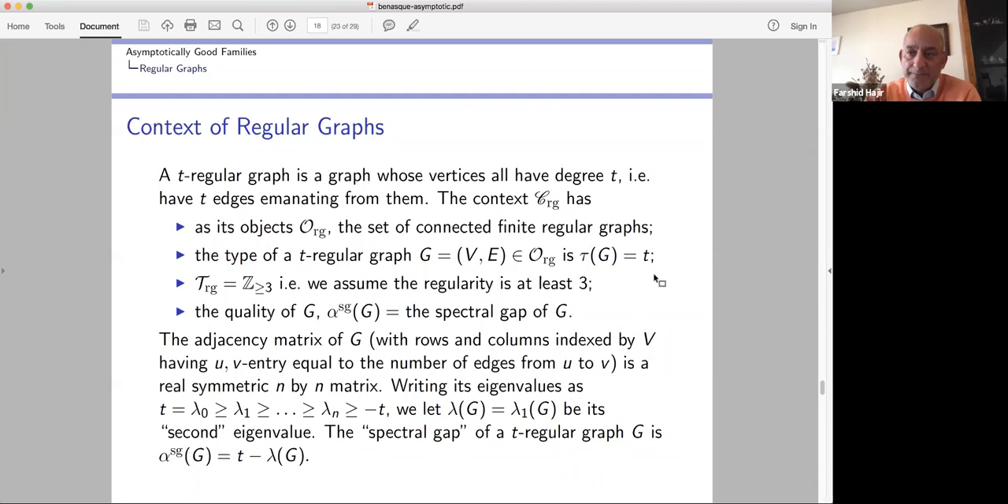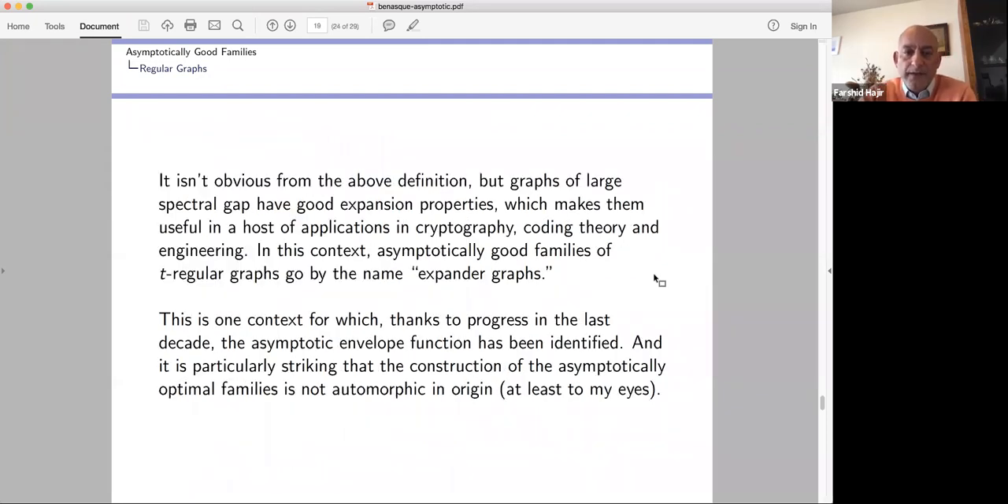They turn out to be the same. They're asymptotically good for this if and only if they're good for the other goodness. And these graphs have lots of applications in all kinds of non-mathematical places, as well as within mathematics, coding theory, and cryptography. And this is one place where there's been a lot of progress in the last decade, which I'll try to describe. And it's also one place where the latest progress creates asymptotically good objects, beautiful ones, but without the use of automorphic forms.